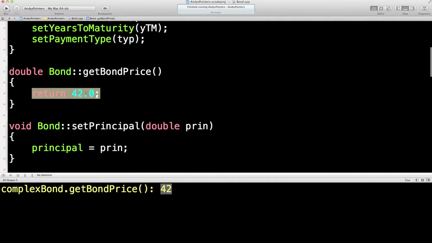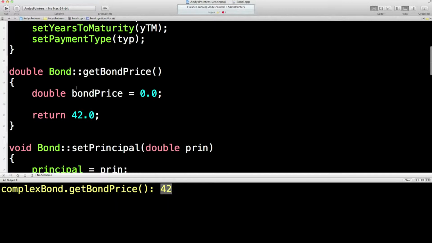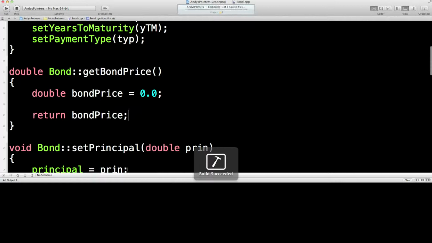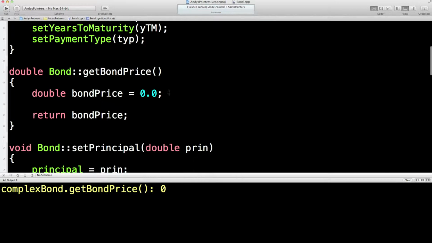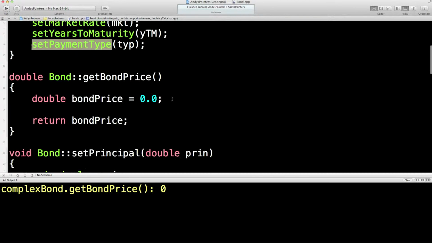Let's set up a variable we're going to return. Now we could just return a calculation, but let's do it explicitly in full. Set a bond price up, set it equal to 0, and then later on return that variable. Return the bond price. So now I should be getting a price of 0. There we go. Now there is a little thing we need to worry about. This is payment type. Is it an annually paying bond? Is it a quarterly paying bond? Is it a semi-annually paying bond? What kind of a bond is it?